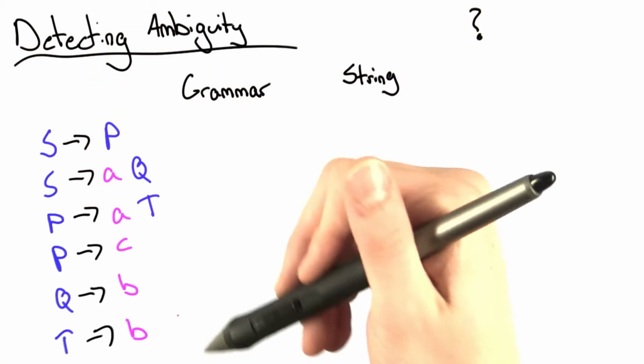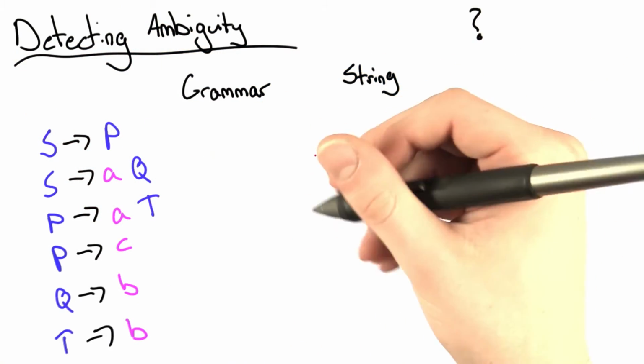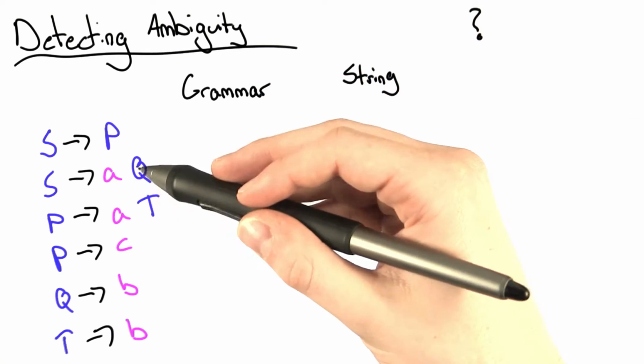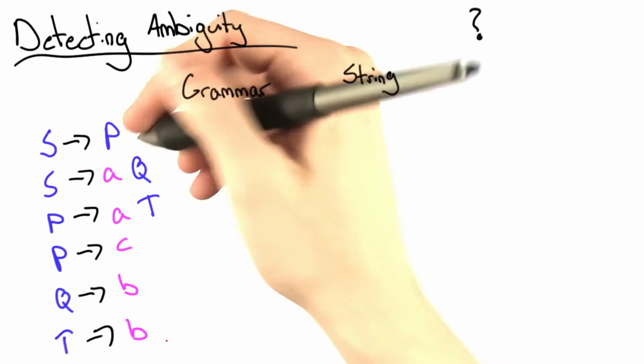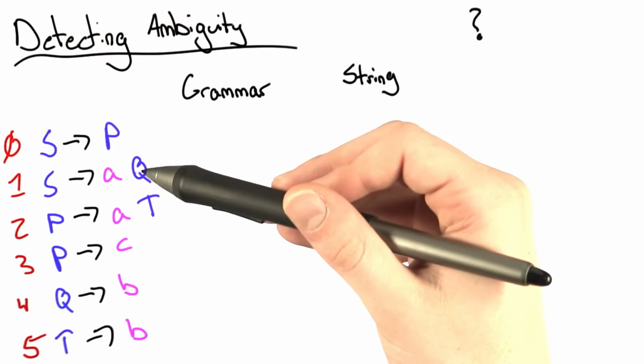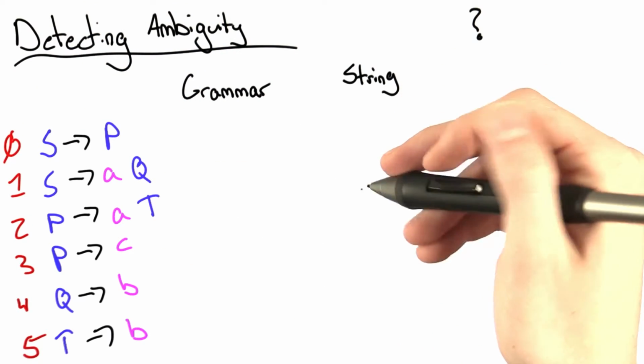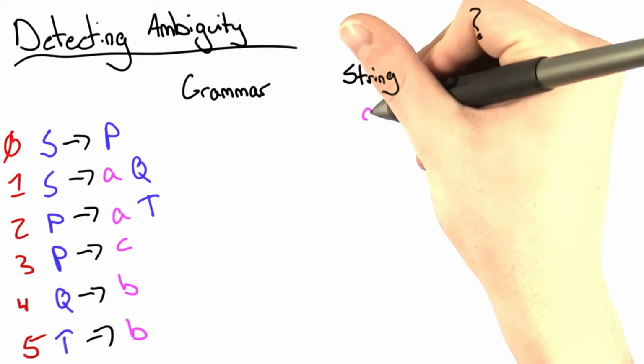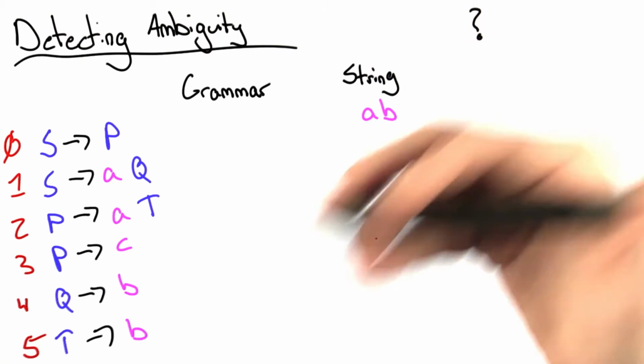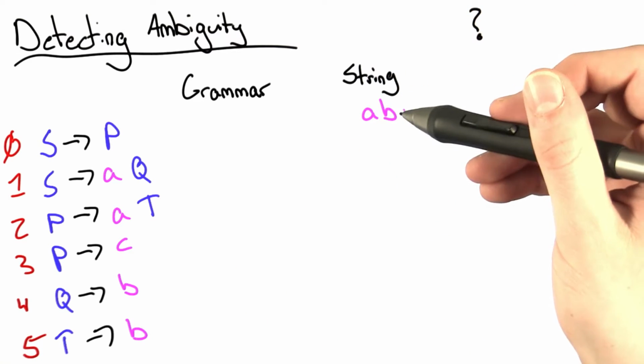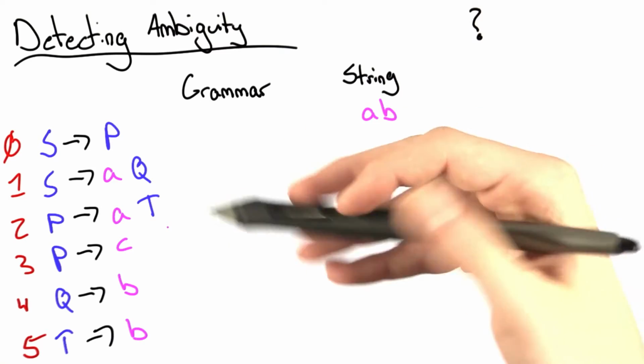So here I've written out a grammar. For the sake of writing out the derivations, I'm going to label each rewrite rule with a number, just an identifier. So I can refer to this rule as rule 1. Let's say my given string is the string AB. So what are some ways I can derive AB given this grammar?